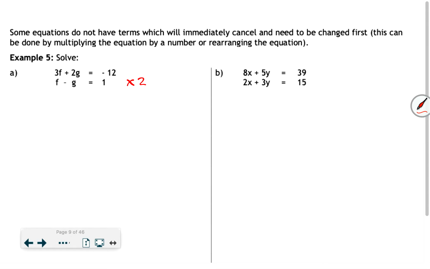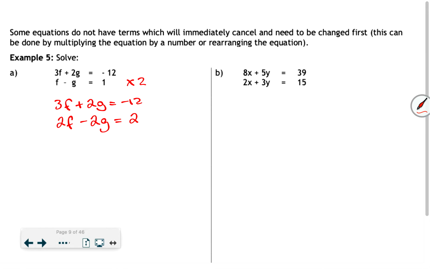Okay, so let's have a look at this then. If I've got 3f plus 2g is equal to minus 12 and f minus g is equal to 1, and I multiply the bottom equation by 2, writing out the full system again, first of all that gives me 3f plus 2g is equal to minus 12, and multiplying all of the variables by 2 on the second equation, I get 2f minus 2g is equal to 2.